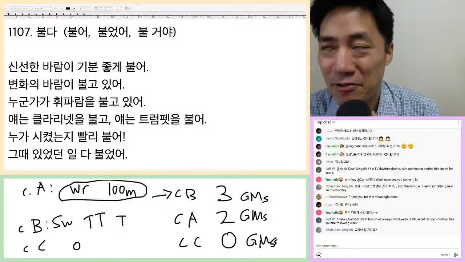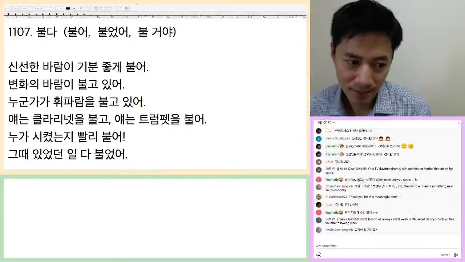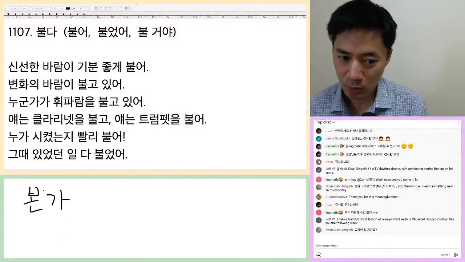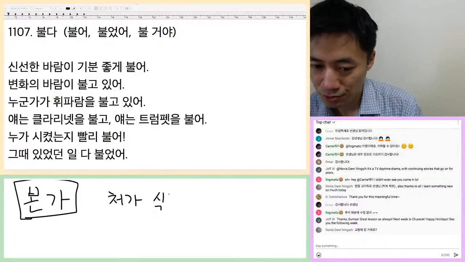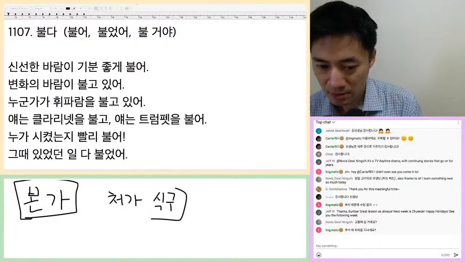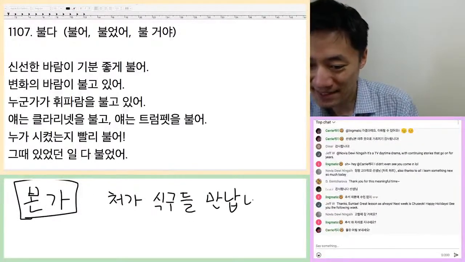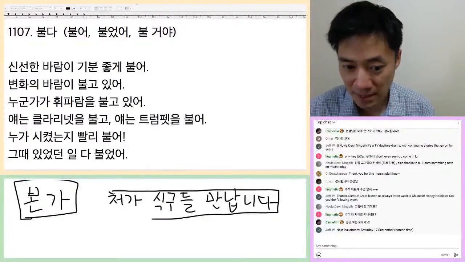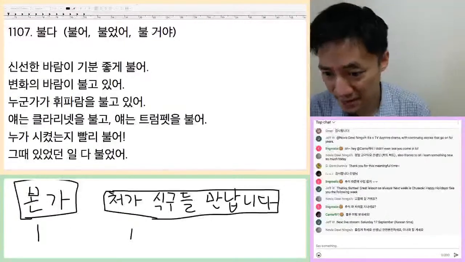고향, not really 고향, but 본가. Okay, 본가. Bonga is like the family before you get married. So I have to visit Bonga and Choga Shiku, like the family of my wife. Shiku, like family members. 처가 식구들 만납니다. I'll be meeting family members of my wife's side. 본가 is my side and my wife's side, just for your information.